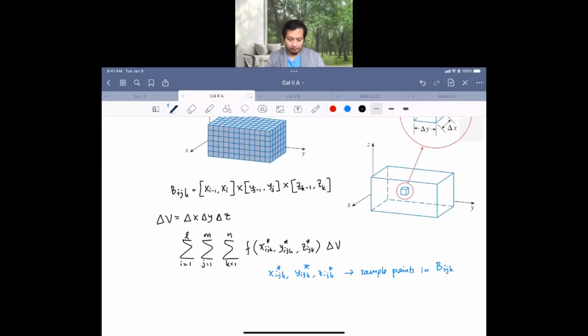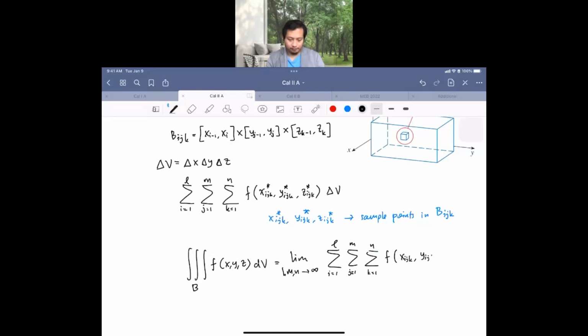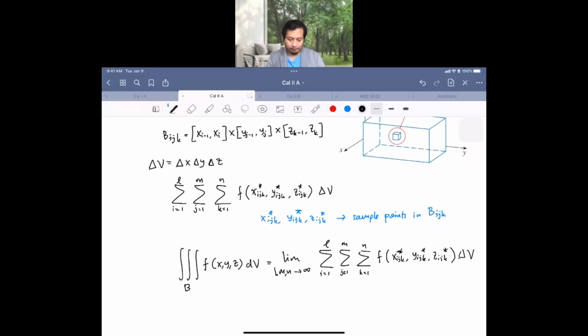Now, by the same analogy, we write down the definition of the triple integral over B of f(x, y, z) dV as the limit, as l, m, n go to infinity, of the triple Riemann sum of f at x ijk, y ijk, z ijk, times the delta volume, provided the limit exists. Okay, provided the limit exists.